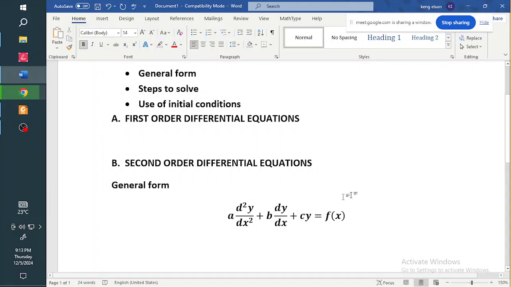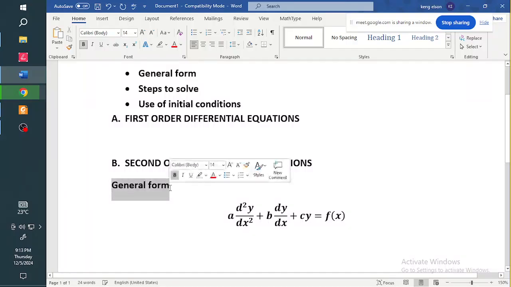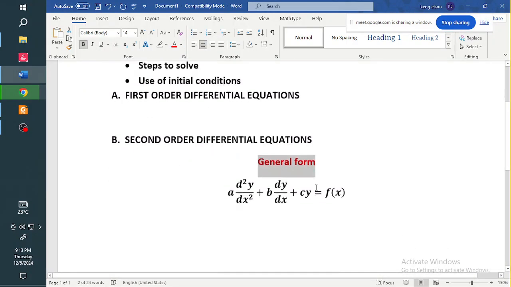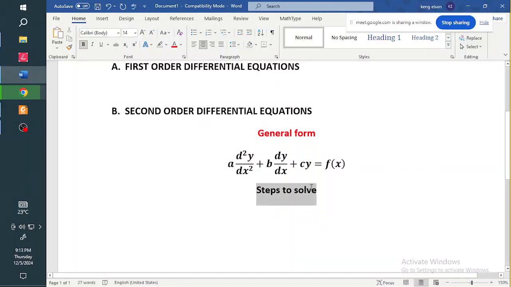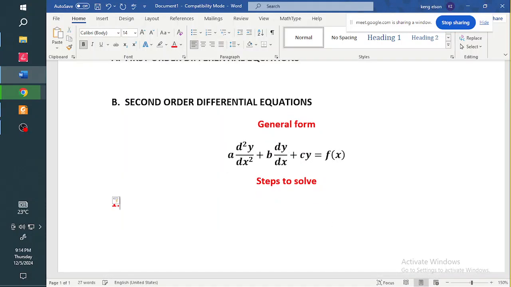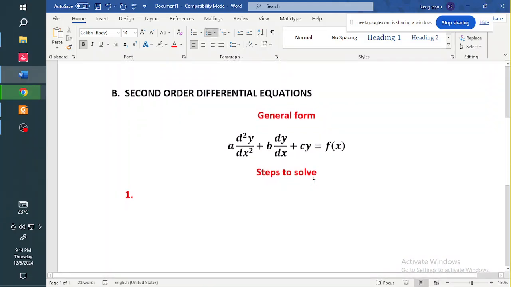If possible, I think you guys can be taking down the notes here. Now that's the general form. Now let us see the steps to solve the second order differential equation. Okay, now to solve a second order differential equation, the very first thing to do is to find the auxiliary equation.